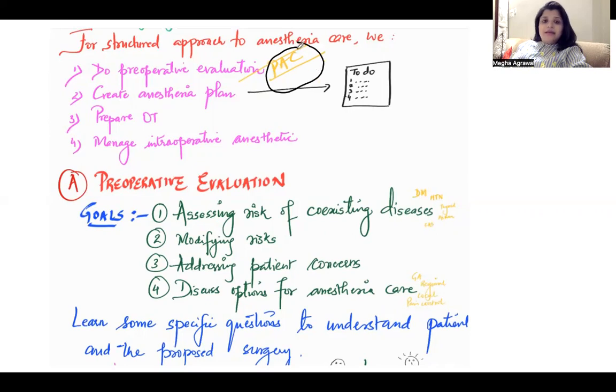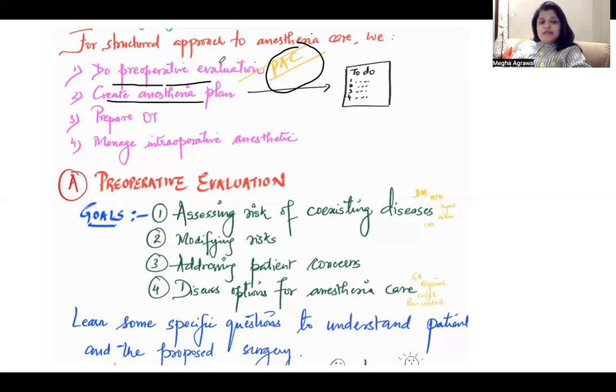Sometimes the PAC is done by you, sometimes it is done by somebody else. So it is a piece of document which has everything written necessary to conduct the case. So it is very important. The first one is to do preoperative evaluation. Then after you have seen the patient and know about the patient, you have to decide how you're going to go about the anesthesia. So creating an anesthesia plan is the second one.